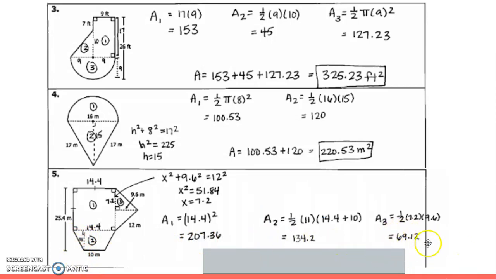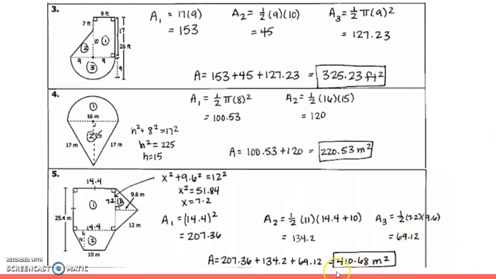So again, this area is a little bit off for our third shape, which means our total area is going to be a little bit off as well. But same idea, we find the area of each piece and add them together.